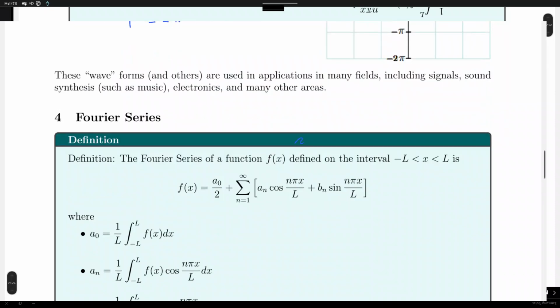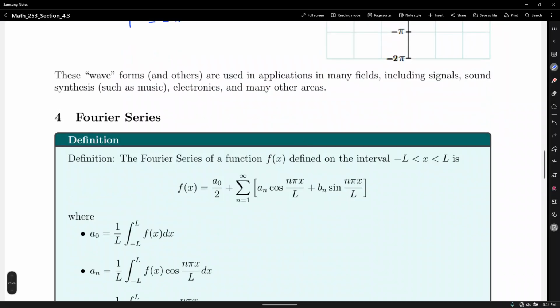Fourier series. So unlike power series, what do we have? Some function f of x equals the sum from n equals 0 to infinity of c sub n times (x minus x naught) to the n power.